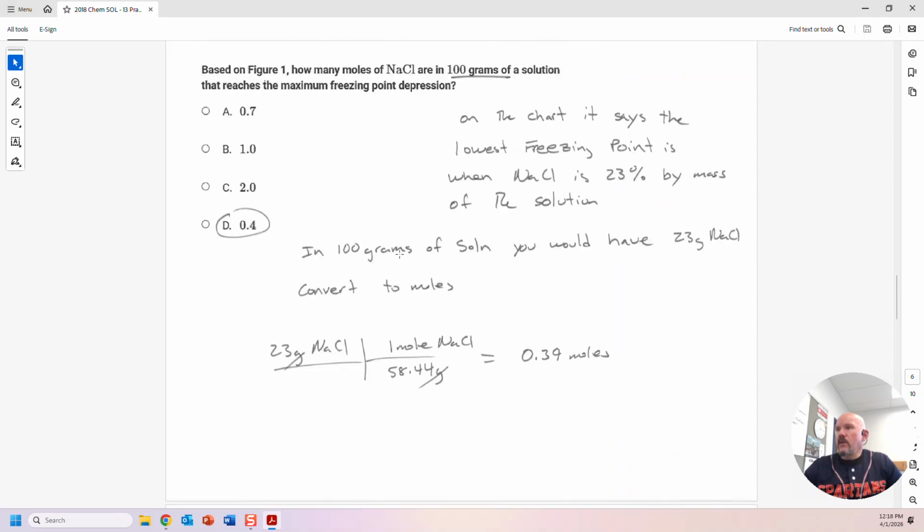All right. So in 100 grams of solution, based on the chart, we would have 23 grams of sodium chloride, 23% by mass of 100 grams, 23 grams of sodium chloride. And so what we have to do is take 23 grams of sodium chloride divided by the molar mass of sodium chloride. It comes out to be 0.39 when we calculate it. So 0.4 moles.